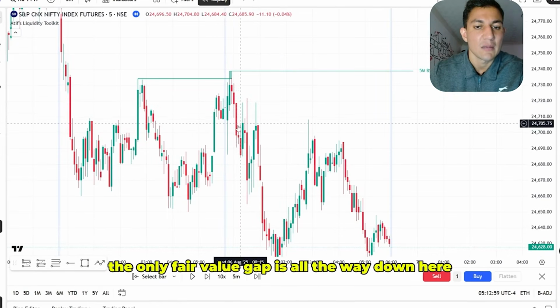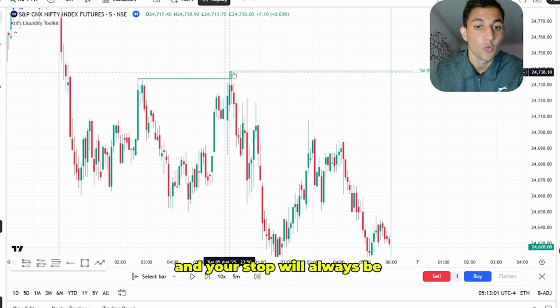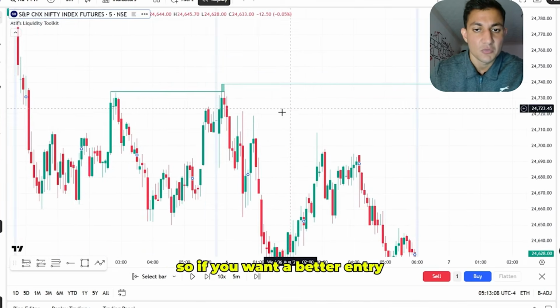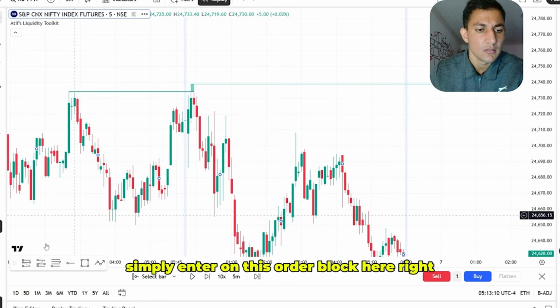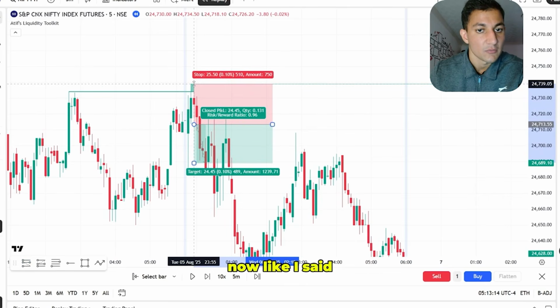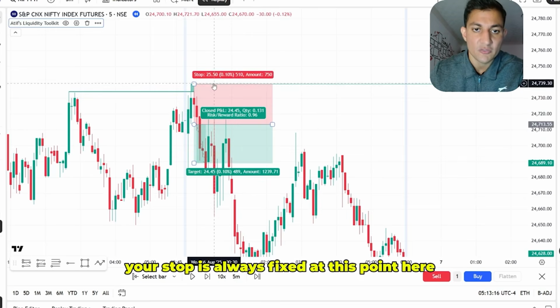However, the only fair value gap is all the way down here, and your stop will always be at the sweep high or low, right? So they'll always be here. So you're going to have a pretty wide stop loss. So if you want a better entry, simply enter on this order block here, right? The last up close candle for the down move. Now, like I said, your stop is always fixed at this point here.